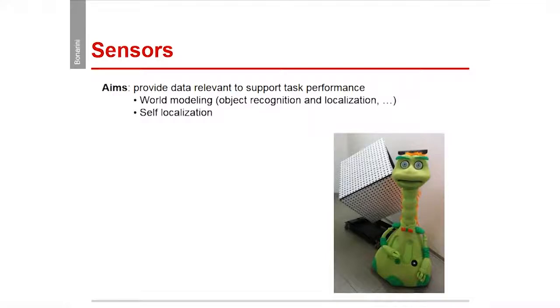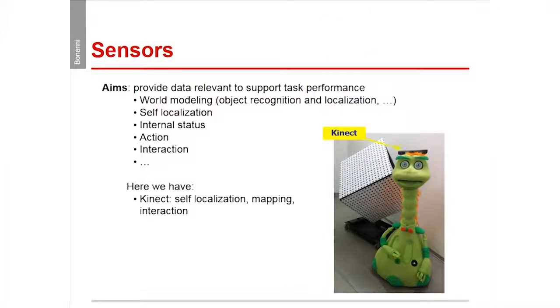Self-localization, knowing where you are. Something about the internal status, starting from batteries, but then from other positions of the body and everything. The action, so decide the action, and the interaction. So sensors are supporting all these kinds of things. And actually, they are the channel we have to take information from the external world.